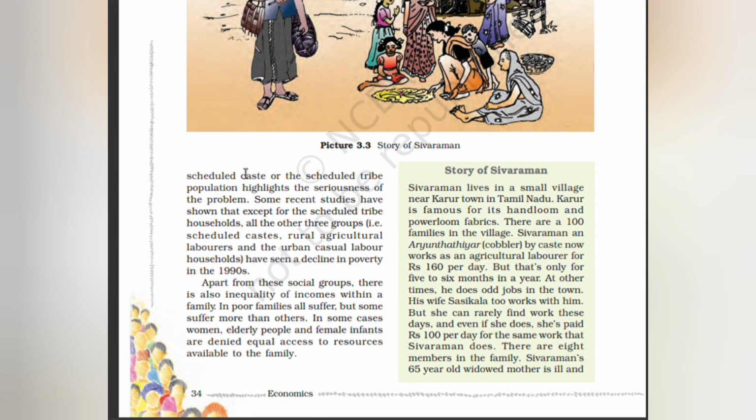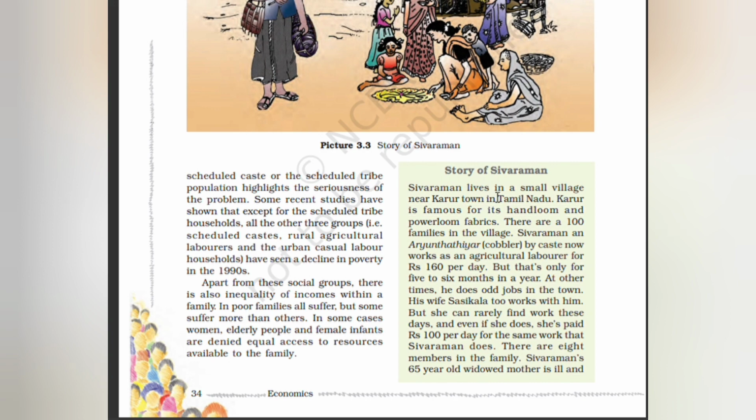The number of poor among scheduled caste or scheduled tribe populations highlights the seriousness of the problem. Some recent studies have shown that except for the scheduled tribe households, all the other three groups, scheduled caste, rural agricultural laborers, and urban casual labor, have seen a decline in poverty in the 1990s. Apart from the social group, there is also an inequality in incomes within a family. In poor families, all suffer, but some suffer more than others. In some cases, women, elderly people, and female infants are denied equal access to resources available to the family.